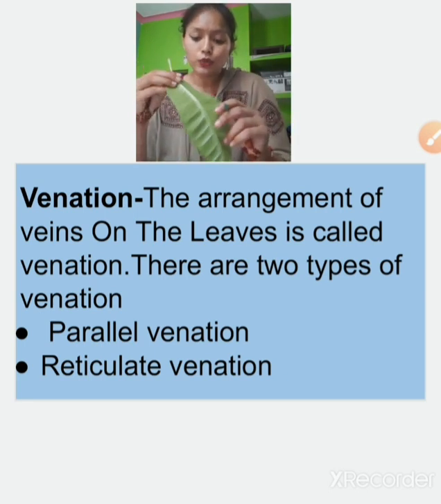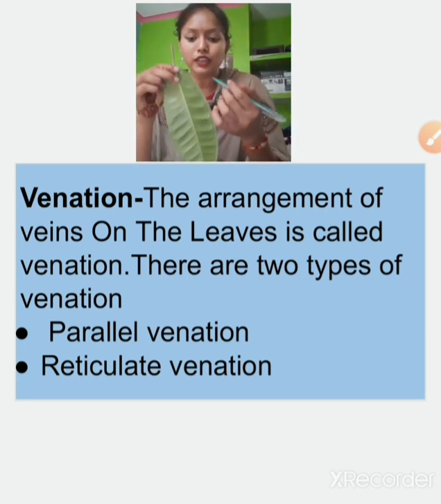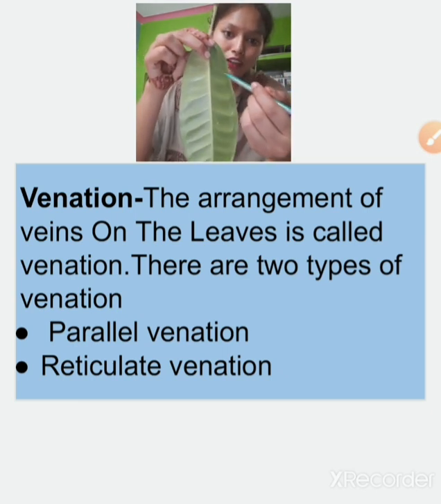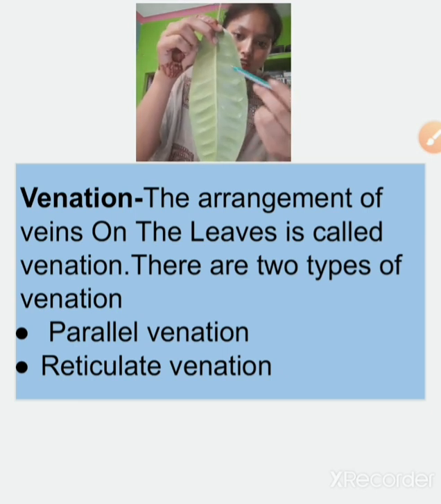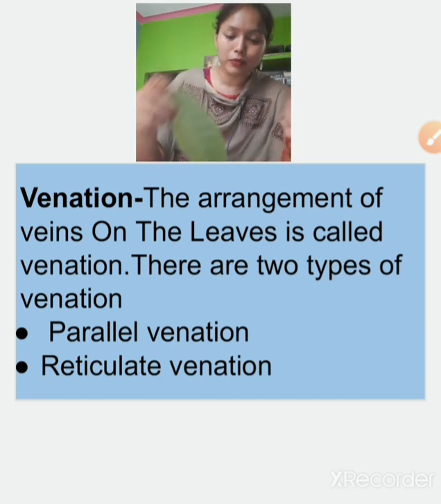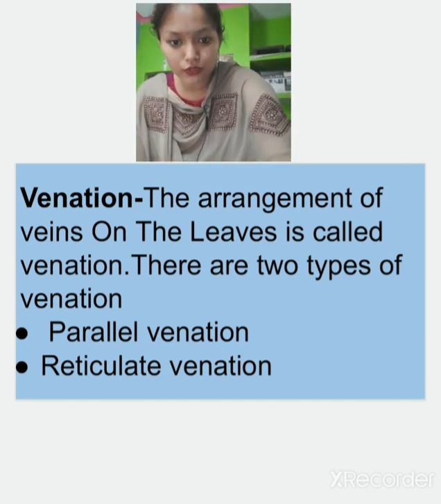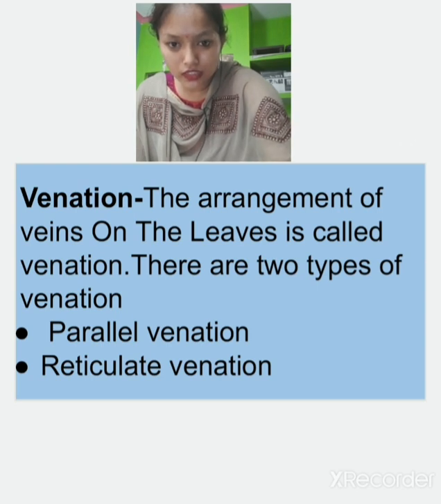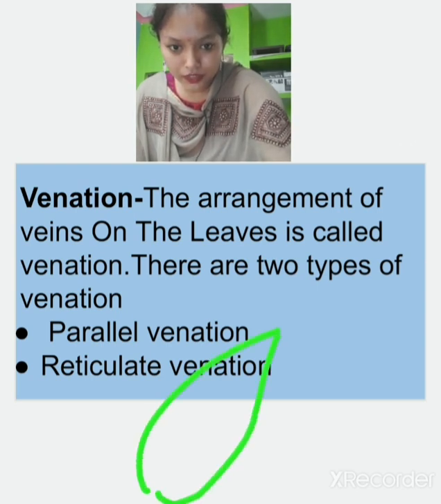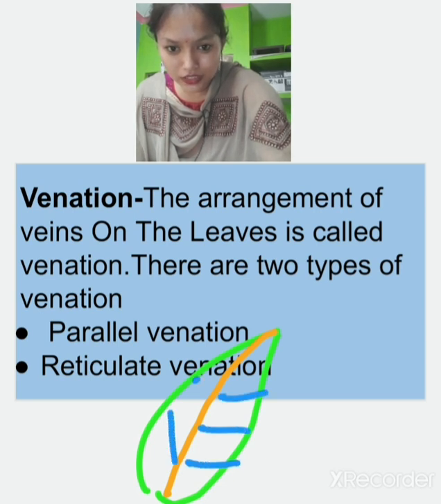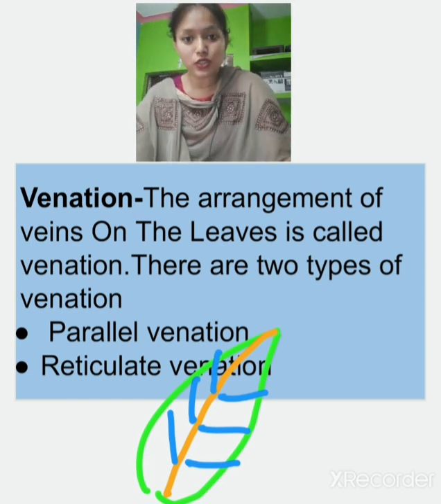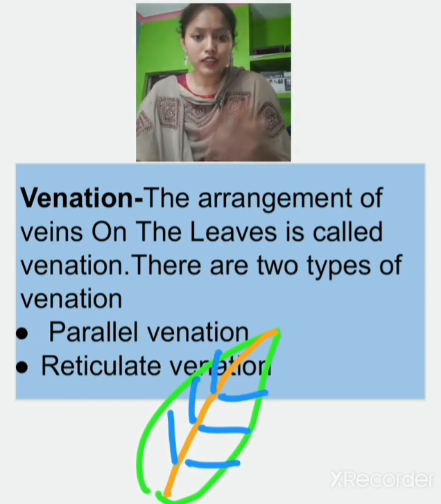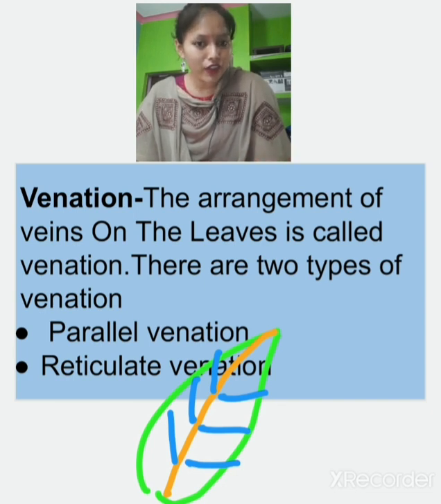When there is a parallel pattern on the veins of a leaf, if I draw a leaf for you, this is the leaf, this is the midrib, and these are veins. If these veins are like this, they are parallel to each other. This venation is known as the parallel venation.